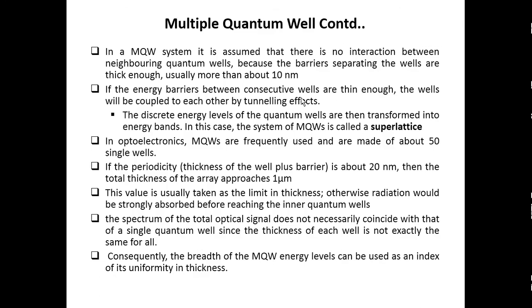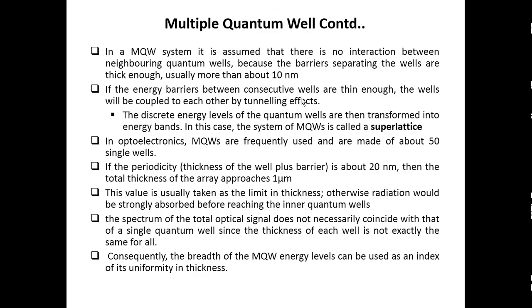Follow my point. So the spectrum of the total optical signal does not necessarily coincide with that of a single quantum well, since the thickness of each well, that is the barrier between one well and the next consecutive well, is not exactly the same. So this particular phenomenon, that is the spectral information or energy level of each well, is an indicative factor, or is considered to be an index for the uniformity in the thickness of the quantum wells.